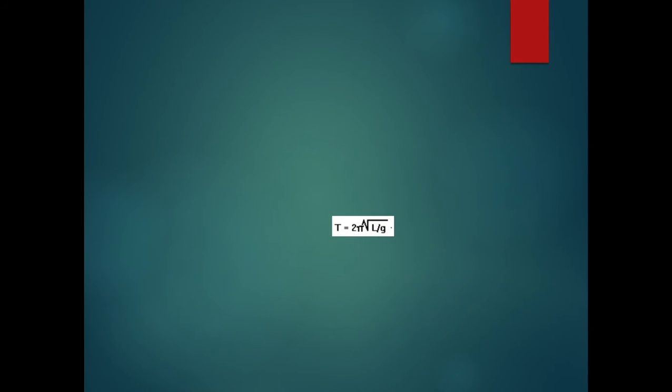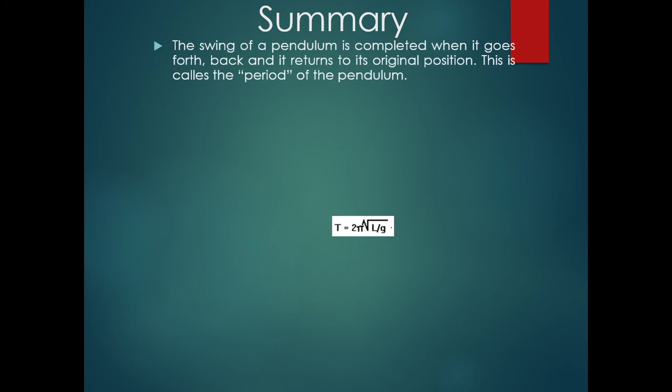Okay, welcome back. Now I'm going to give you a general summary on what the questions and answers try to convey. First of all, the swing of a pendulum is completed when it goes forth, back, and returns to its original position. This is called, I'm sorry, there should be a D, the period of the pendulum. This will be very important for you to take into account, because later on you will be asked to measure several periods of your pendulum.